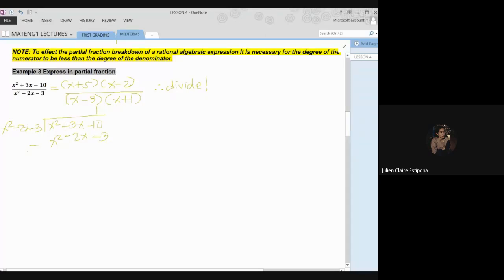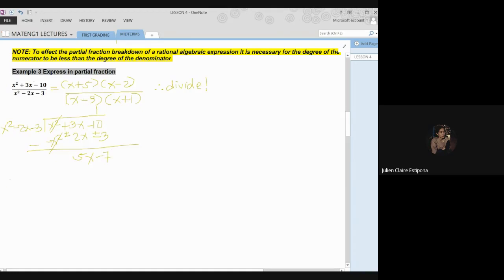Okay, so if we subtract that one, this will become negative. This one will become positive. The same is true with this one, that is positive. So what remains there, this one will be cancelled, and then the remainder will be 5x minus 7. This is what I told you last time.